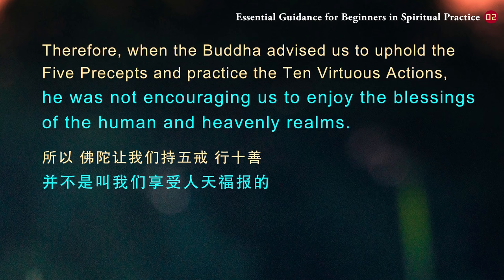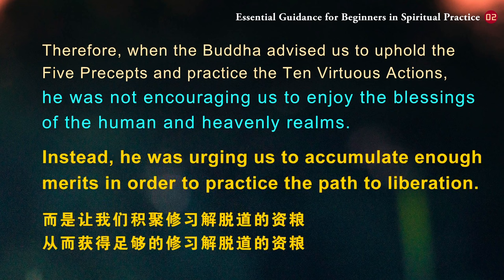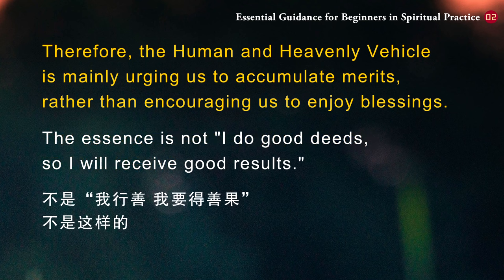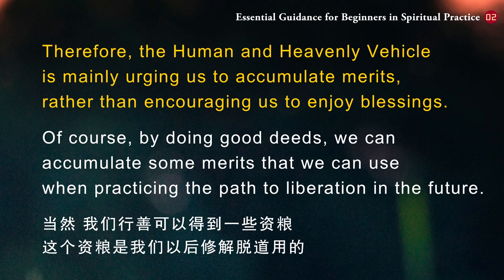Therefore, when the Buddha advised us to uphold the five precepts and practice the 10 virtuous actions, he was not encouraging us to enjoy the blessings of the human and heavenly realms. Instead, he was urging us to accumulate enough merits in order to practice the path to liberation. Therefore, the human and heavenly vehicle is mainly urging us to accumulate merits rather than encouraging us to enjoy blessings. The essence is not, I do good deeds, so I will receive good results. Of course, by doing good deeds, we can accumulate some merits that we can use when practicing the path to liberation in the future.